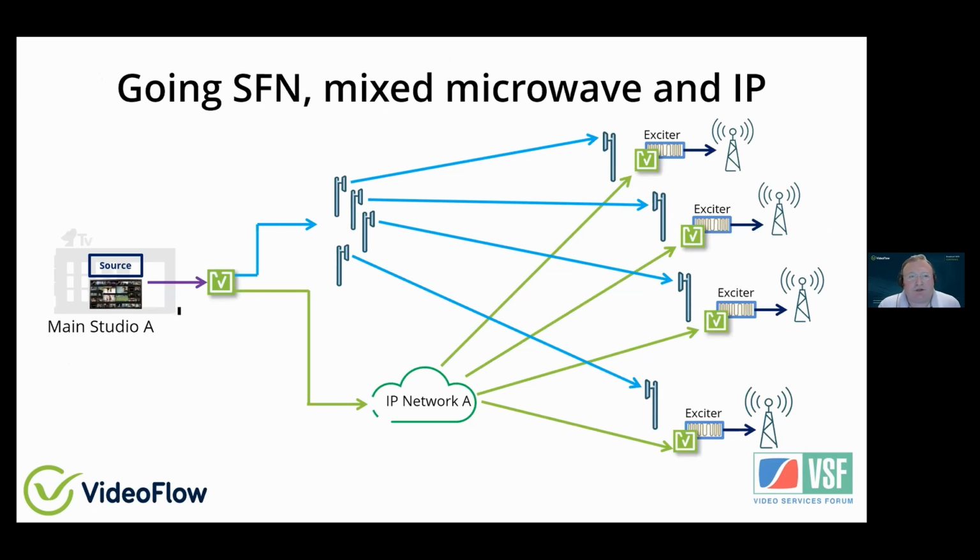Now I'm switching to a new application. Let's go to SFN. With SFN, we have the transmitter. He needs to deliver the content to multiple transmitter towers. We can now do the same thing. We can mix microwave and IP. On top, on the blue line, we see the microwave application. And in the green, we see the same thing with IP.